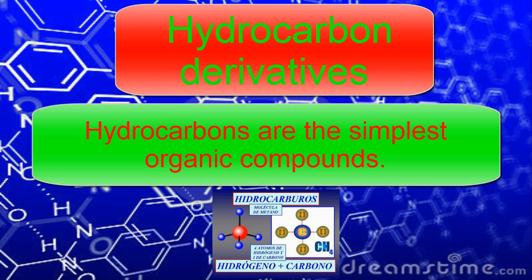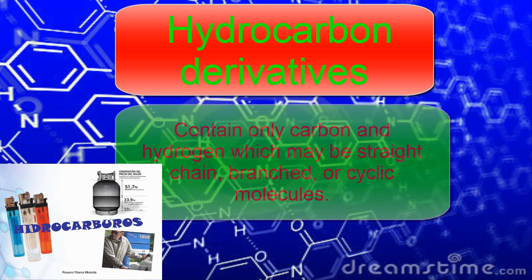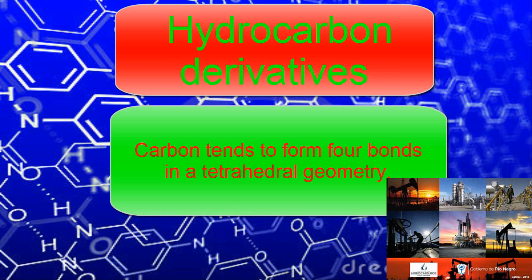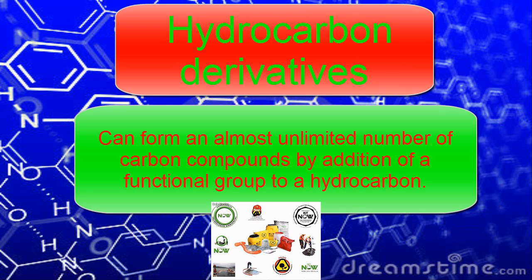Hydrocarbon derivatives. The hydrocarbons are the simplest organic compounds. They contain only carbon and hydrogen, and may be straight chain, branched or cyclic molecules. Carbon tends to form four bonds in a tetrahedral geometry. Hydrocarbon derivatives are formed when there is substitution of a functional group in one or more of these positions. We can form an almost unlimited number of carbon compounds by addition of a functional group to a hydrocarbon.